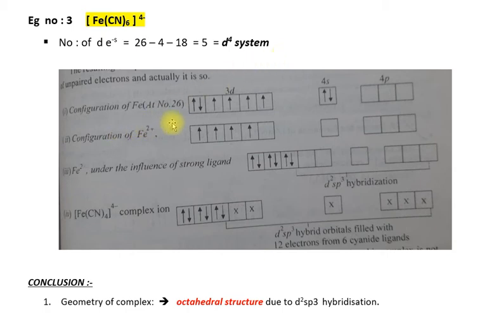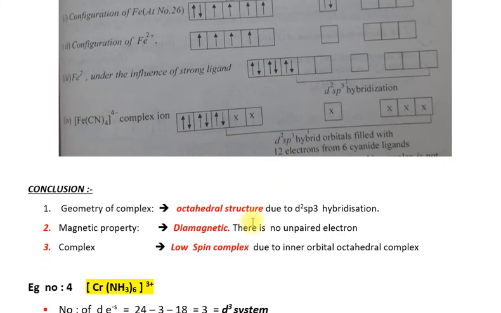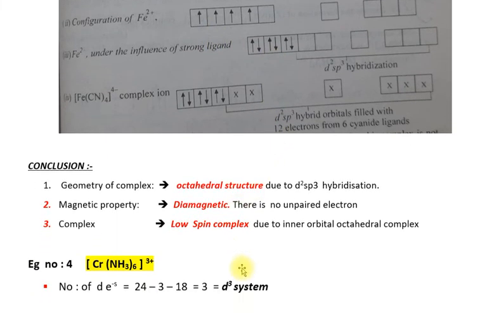Normally Fe has atomic number 26, that is 3d6 4s2. But for Fe2+ it is a d4 system. So the 4 electrons given here are not paired at all. But in the presence of CN, which is a very strong ligand, the pairing up will take place in this also, and it forms d2sp3 hybridization, octahedral structure, diamagnetic and low spin complexes.